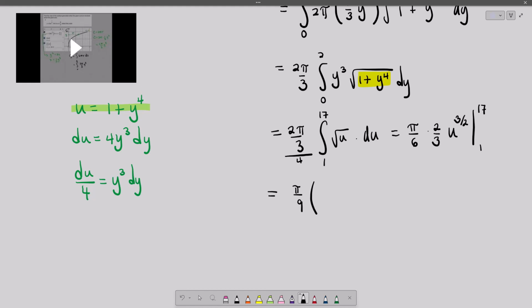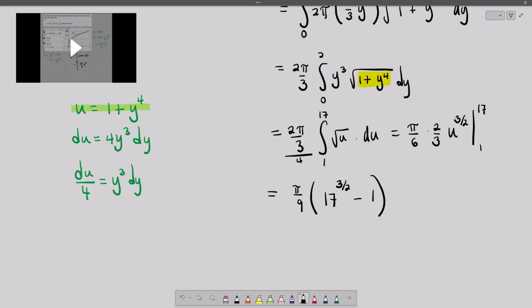And then we're going to plug in 17 and get 17 to the 3/2 minus 1 to the 3/2. And 17 to the 3/2. There's no simplification in the sense that a square root would be there. 17 doesn't have a perfect square embedded in it, so we can't simplify it that way.